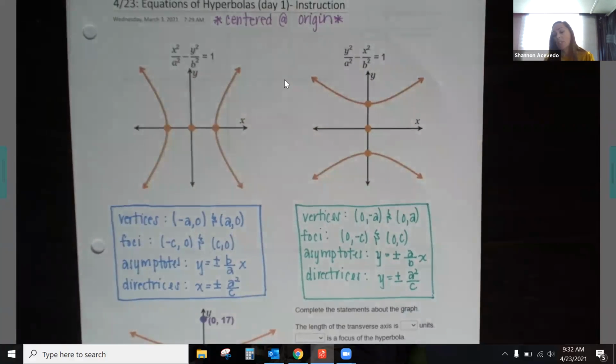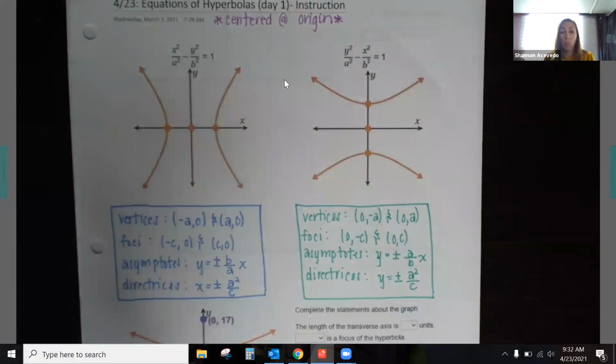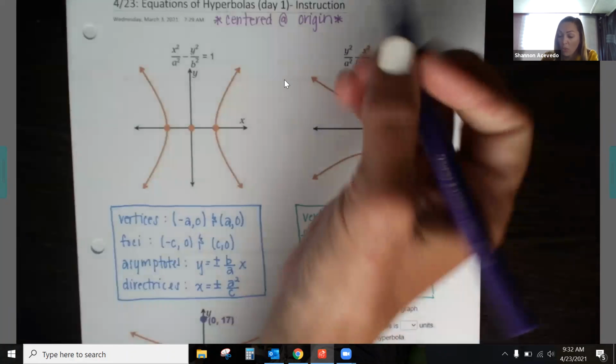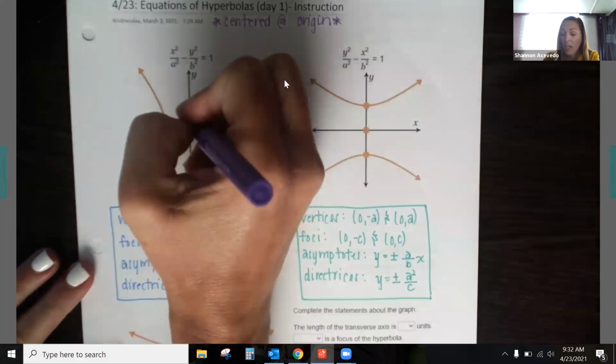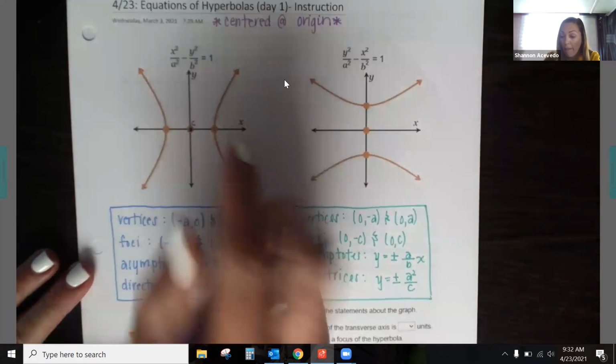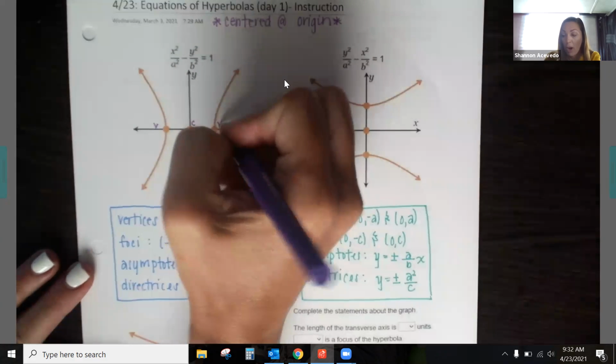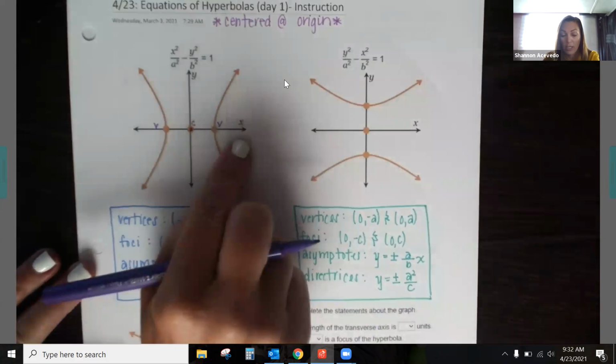So there's some other information that we have. And so again, when I said everything is going to be centered at the origin, we're talking about this piece is the center. So it's in between my two vertices. So the hyperbolas have vertices. Each branch has a vertex.